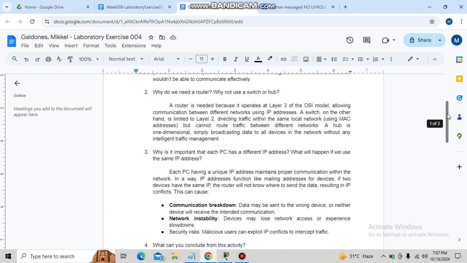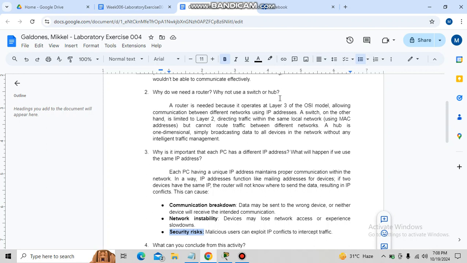So having the same IP means the router will not know where to send the data, and there will be IP conflicts, which can lead to communication breakdown, which means that the data is sent to the wrong device, and network instability, meaning an overload may cause devices to lose network access or the network to slow down and lag.